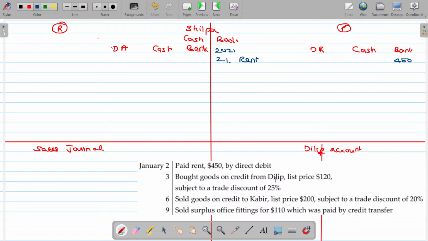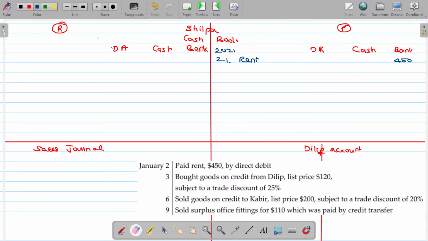Bought goods on credit from Philip, list price 120, subject to trade discount 25%. List price means you always have to remove the trade discount. So from 120, 25% being 30 rupees, one-fourth, only 90 will be considered, that too in the form of credit.